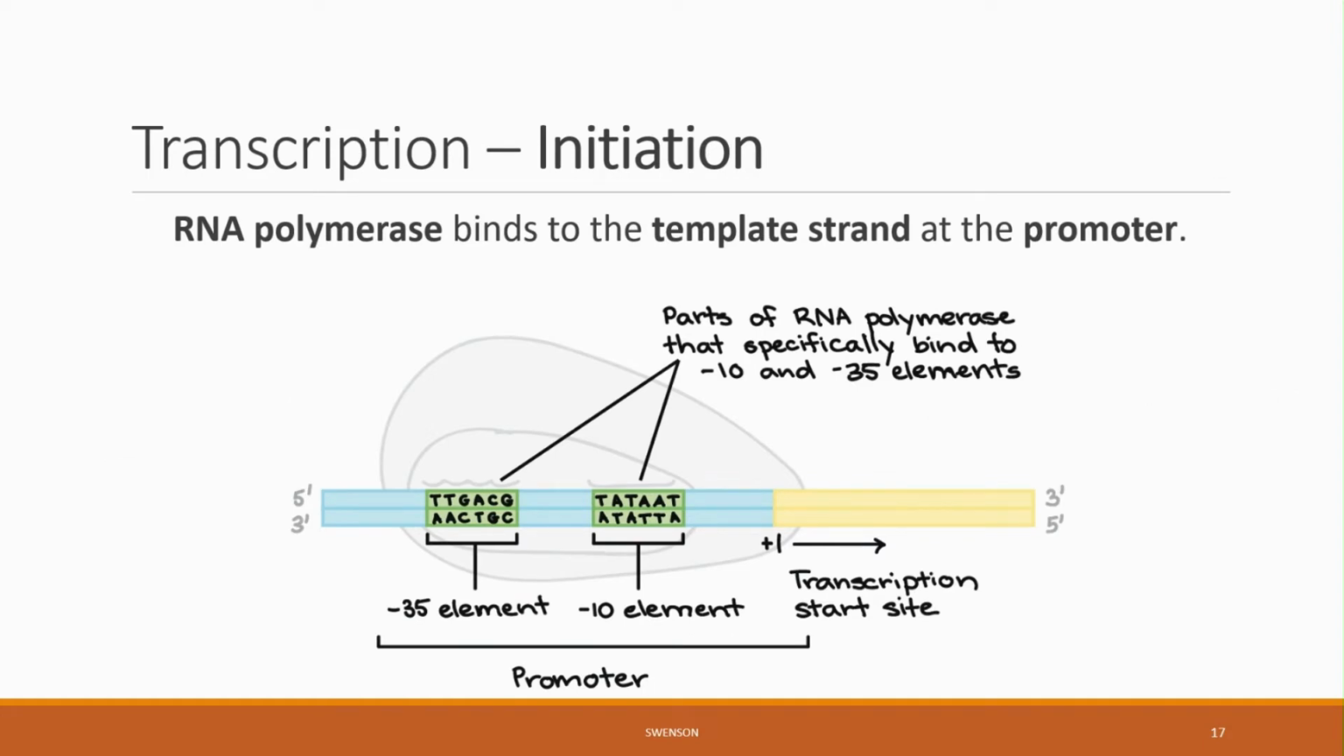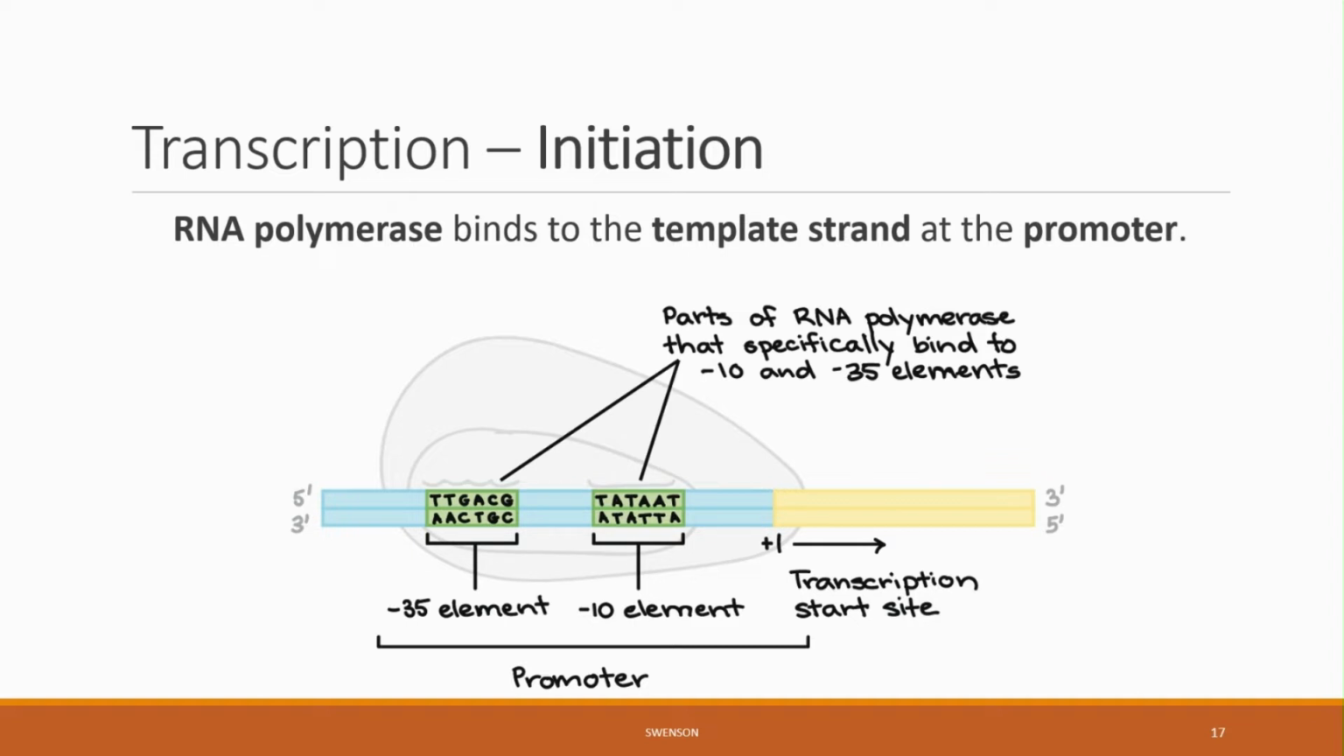Recall in DNA synthesis, we used 2 enzymes. DNA polymerase III did most of the synthesis, and DNA polymerase I removes the RNA primers and fills in the rest with the specified nucleotides. In transcription, one polymerase is responsible for transcribing the template DNA strand into a copy of RNA. That enzyme is RNA polymerase.